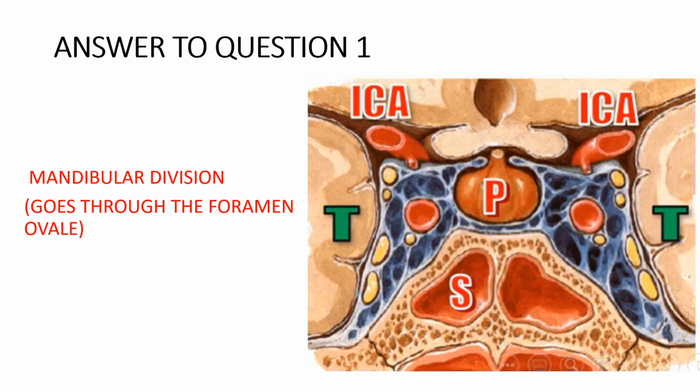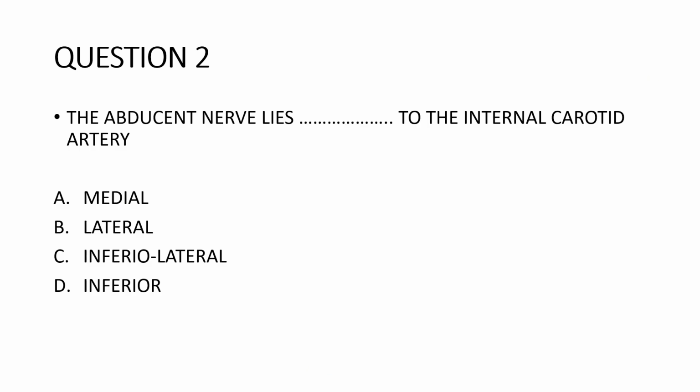Right. So question 2. The abducent nerve lies blank to the internal carotid artery. Is it medial to the internal carotid artery? Is it lateral? Is it inferior? Okay, so let's look at the answer.